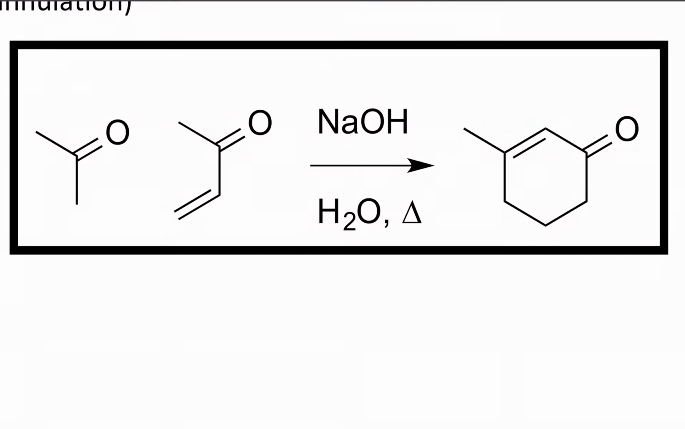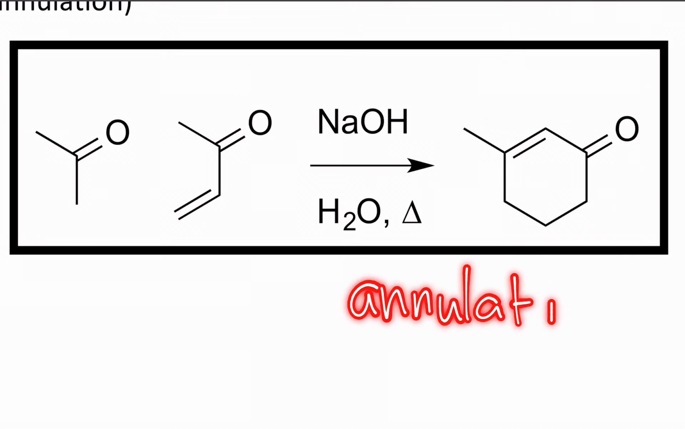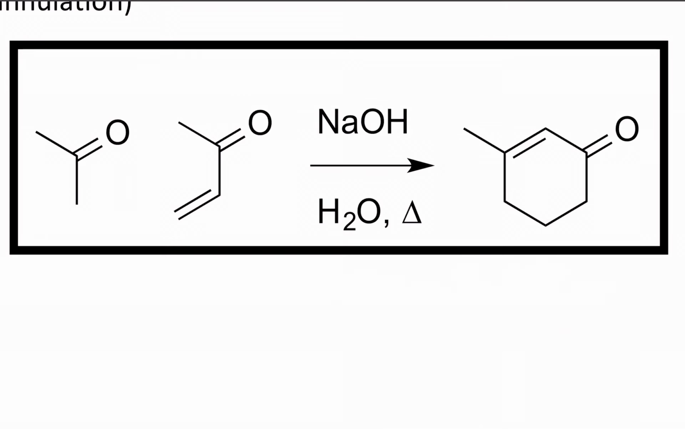Hey there, chemists. In this lesson, we're going to look at a new reaction that makes rings. This is called an annulation, which is already written there on your notes over on the left. And an annulation means a ring-forming reaction. This was developed by Robert Robinson, a British, Nobel Prize-winning chemist.